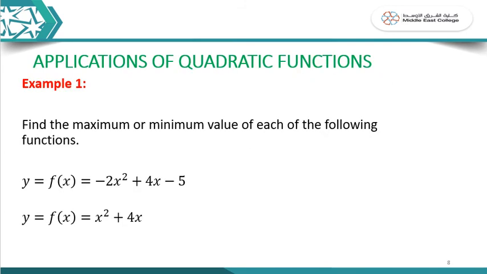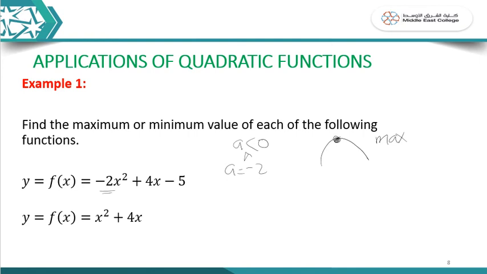Okay, we solve one of the examples here. He wants us to find the maximum or minimum. First, we have to graph this one. We have to know this graph. As we know, a is less than 0. Why is a less than 0? Because a here is negative. a is equal to minus 2, so a is negative, so it will be less than 0. So it will open down. As we know, this point will be the maximum, because it opens down.